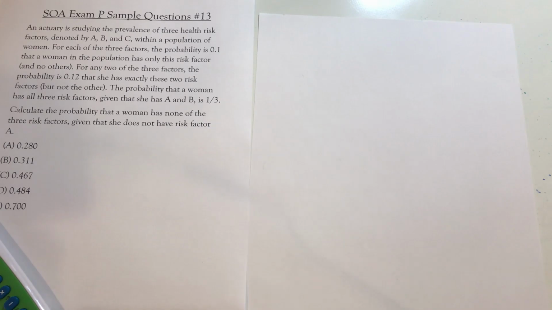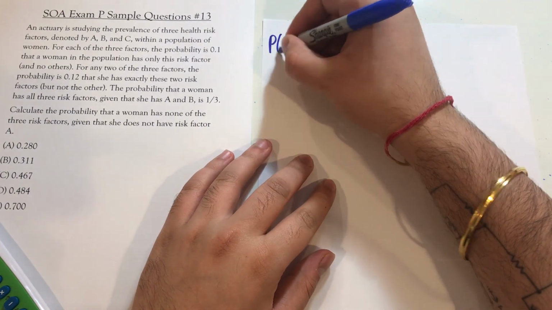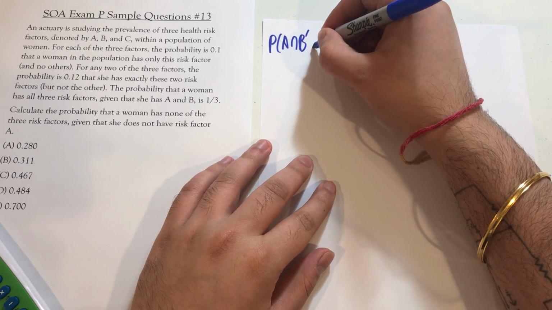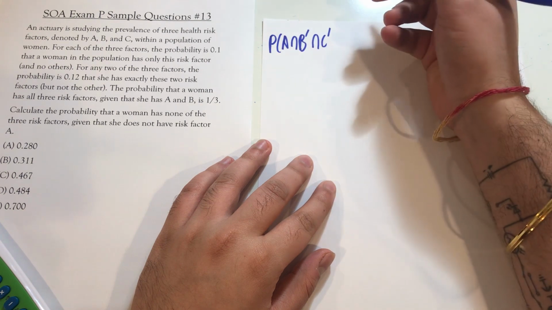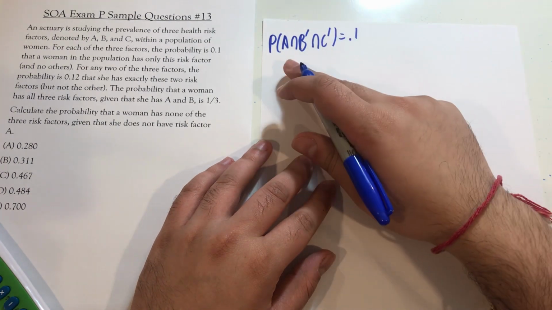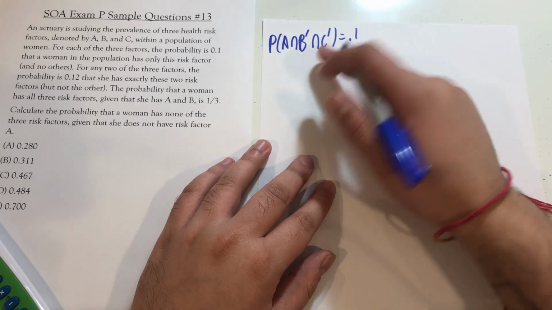Right, a lot of information here. Let's see what we can gather. So we have 3 risk factors, right? And the first thing it says is for each of the risk factors, the probability is 0.1 that she has that one and only that one. So for example, the probability that she has risk factor A and not risk factor B and not risk factor C, right? B complement, C complement, that's equal to 0.1. And that's going to be true for A complement and B and C complement, as well as A complement and B complement and C.